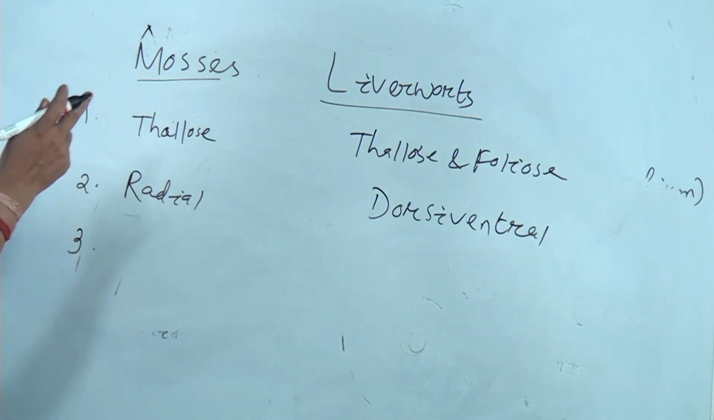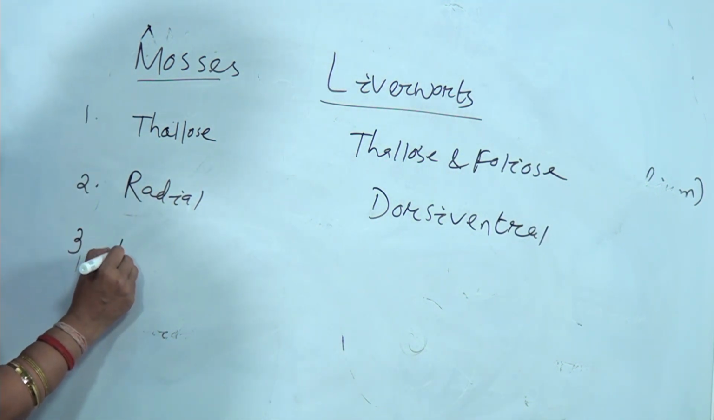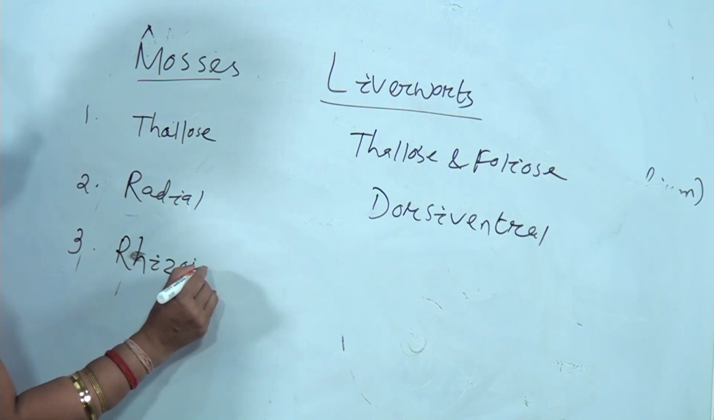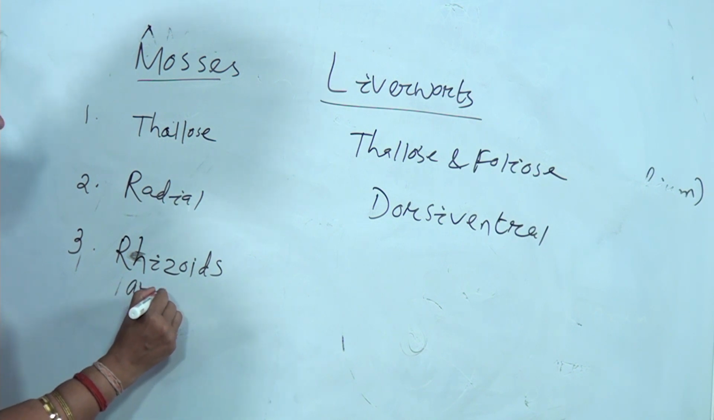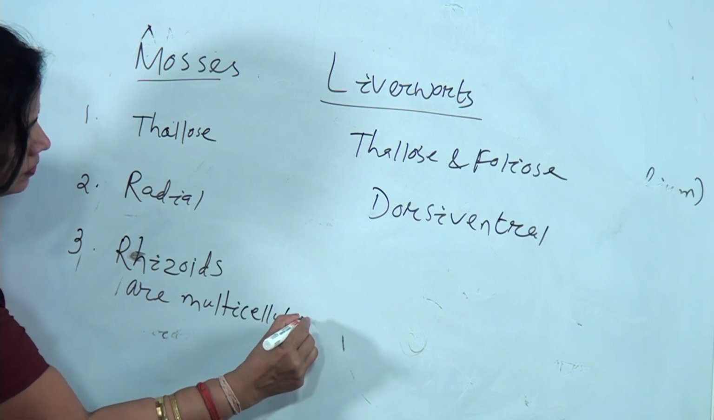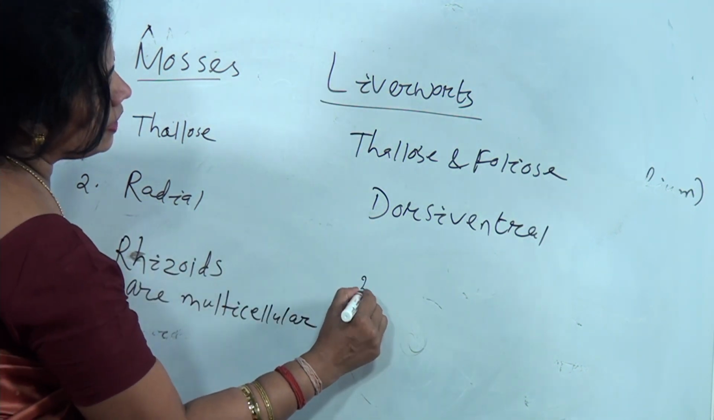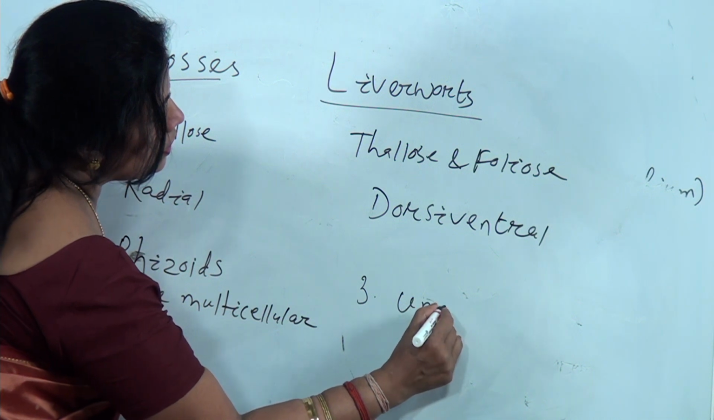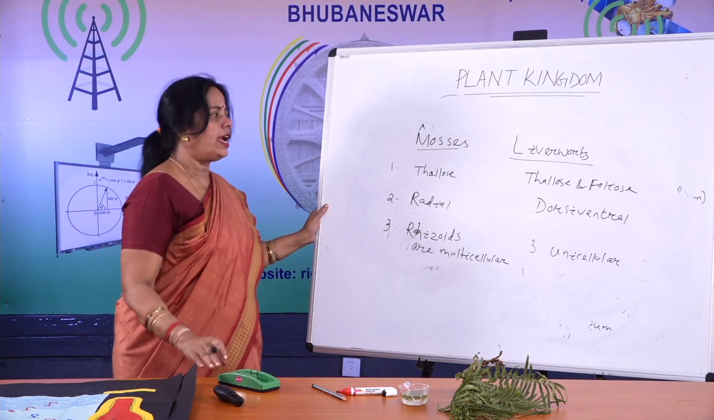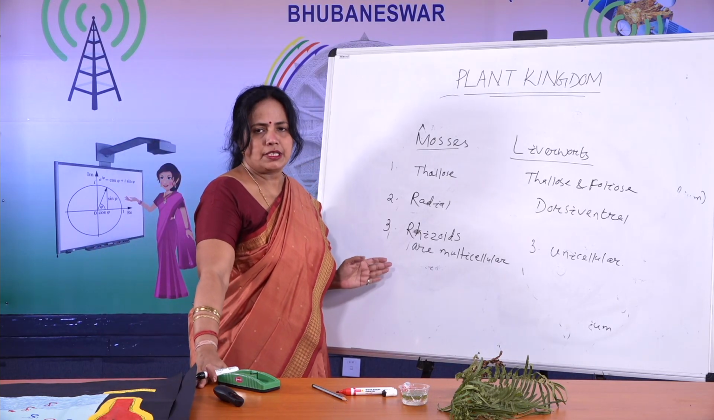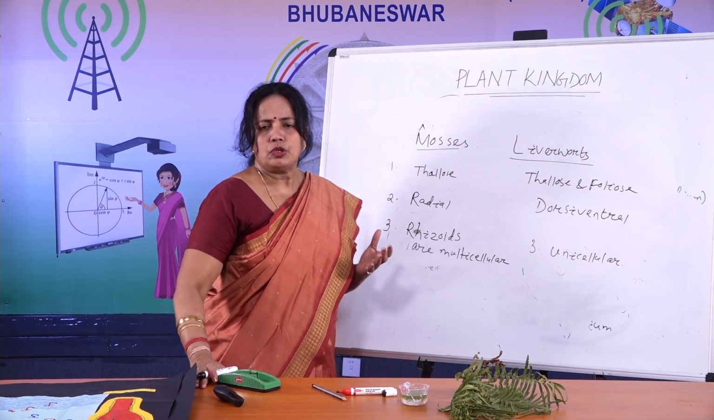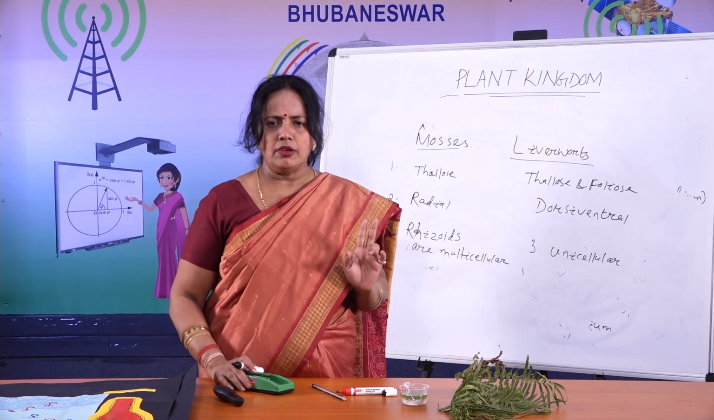Then you will see in case of mosses, the roots, the rhizoids, R-H-I-Z-O-I-D-S, are multicellular, whereas in case of liverworts, they are unicellular. Got it? And in case of mosses, you will find a midrib in the leaf, but in liverworts you will not find a particular midrib. So, these are the two main categories of bryophytes.